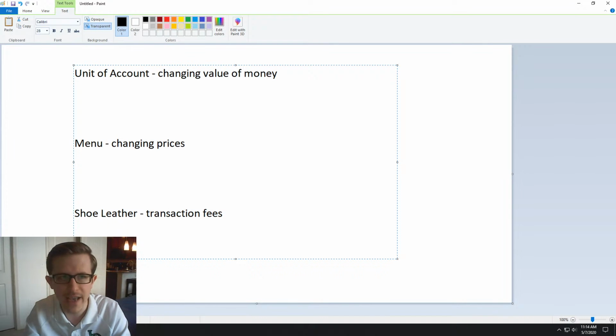Nowadays, it's more so transaction fees, moving money around, whatever it might be, in order to keep up with inflation and not lose too much money to essentially the unit of account. This is what drives the other two in a lot of ways.